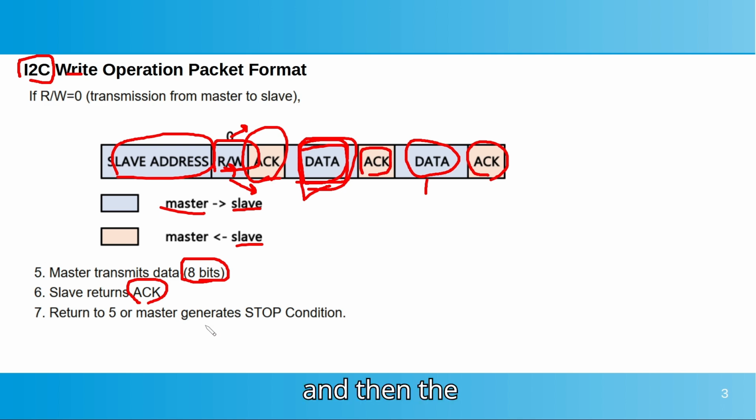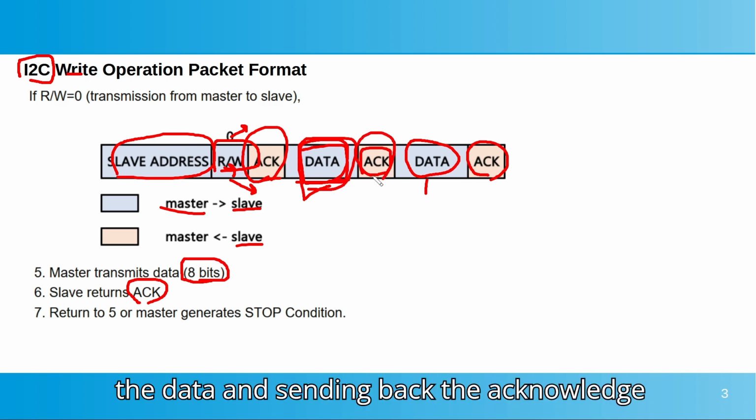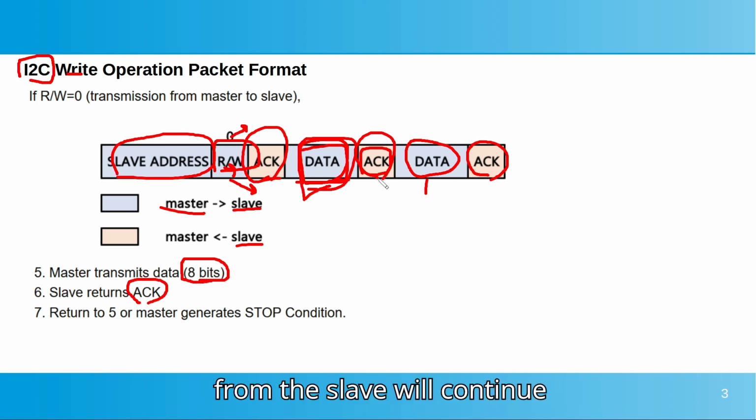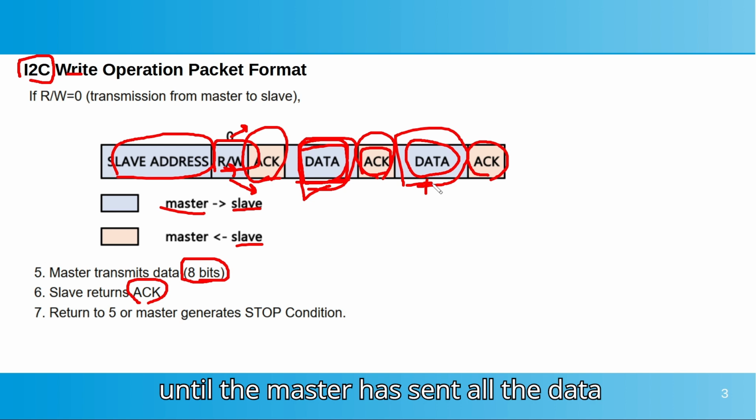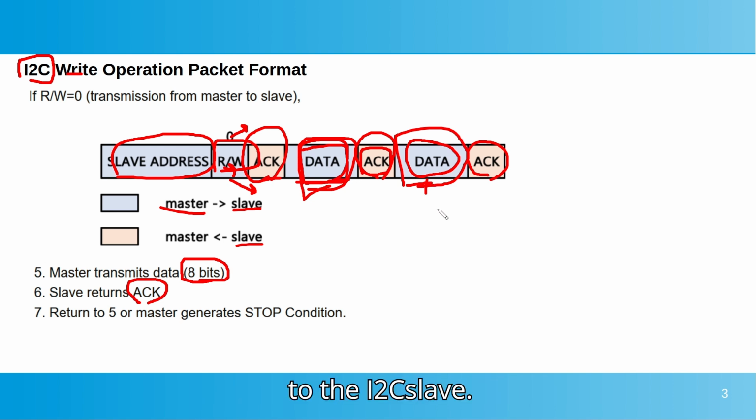And then the process of sending the data and sending back the acknowledge from the slave will continue until the master has sent all the data to the I2C slave.